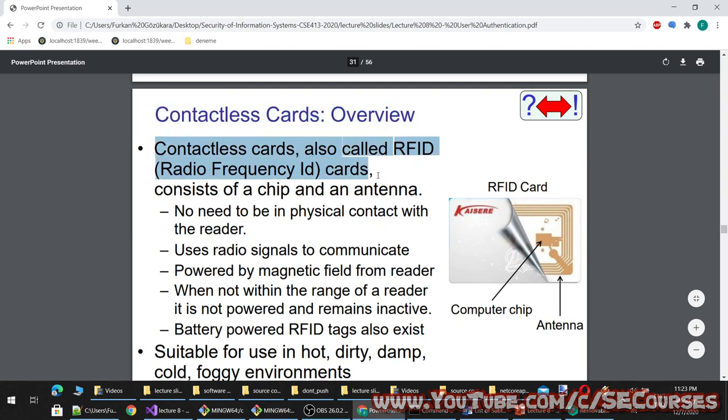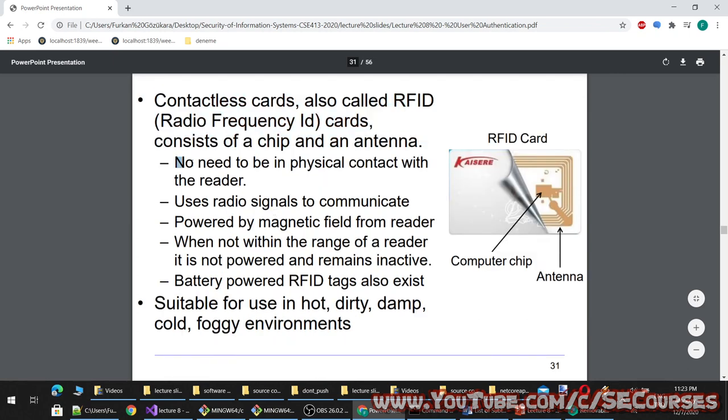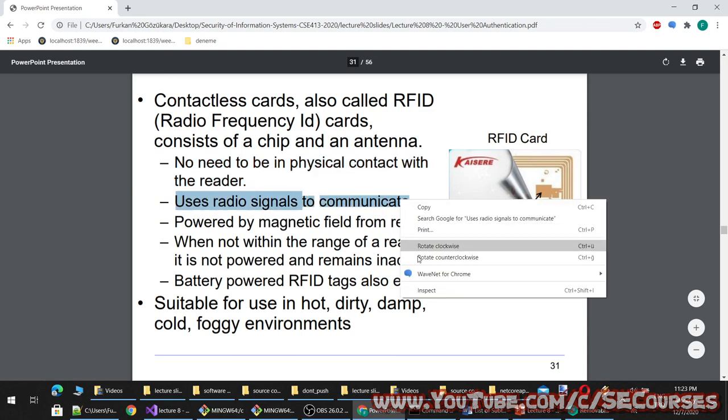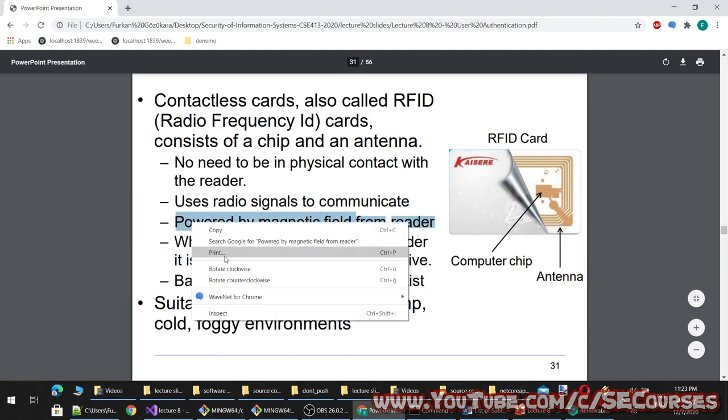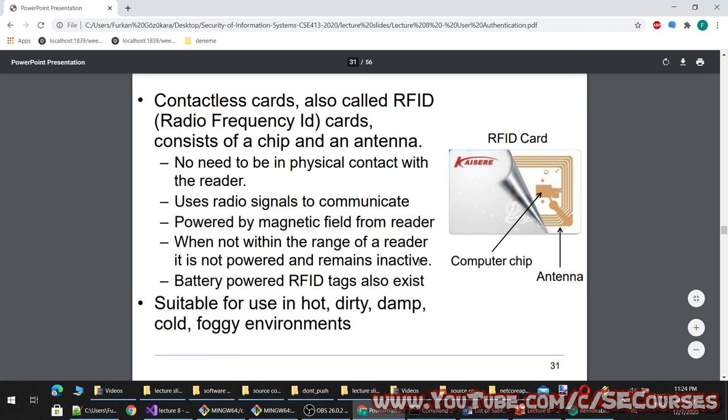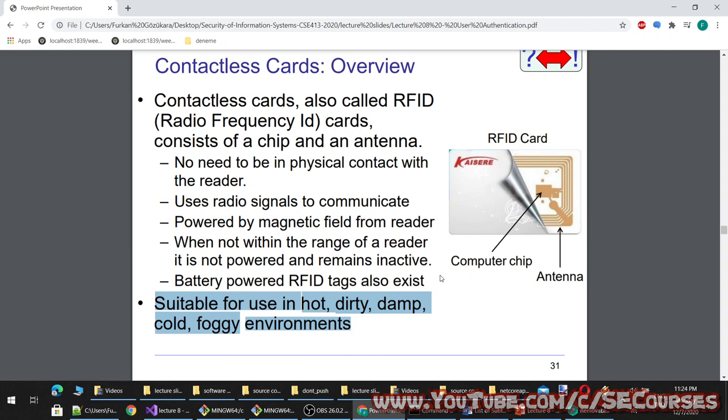Contactless cards, overview. Contactless cards, also called RFID, radio frequency ID cards, consist of a chip and an antenna. No need to be in physical contact with the reader. Uses radio signals to communicate. Powered by magnetic field from reader. When not within the range of a reader, it is not powered and remains inactive. Battery-powered RFID tags also exist. Suitable for use in hot, dirty, damp, cold, foggy environments.